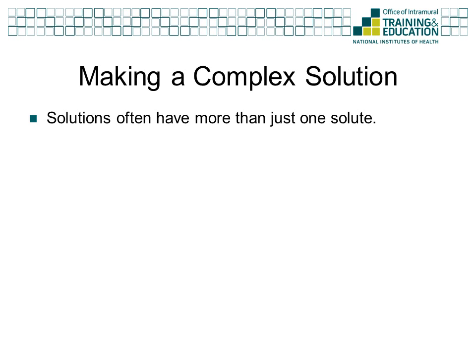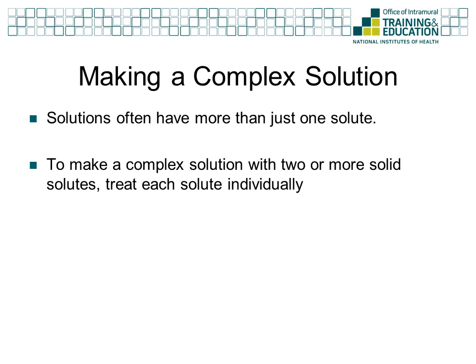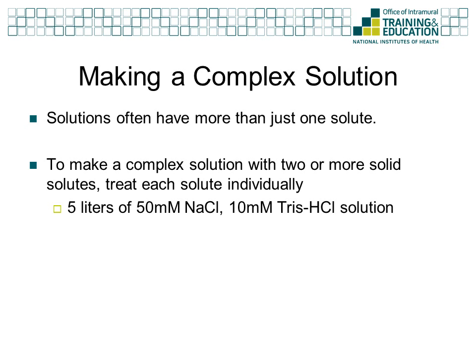Solutions in a research setting often have more than just one solute component. Complex solutions are those that contain 2 or more chemical compounds in addition to the solvent. To make a complex solution with solid solutes, you treat each solute individually when determining the mass of that compound to add to the solution.